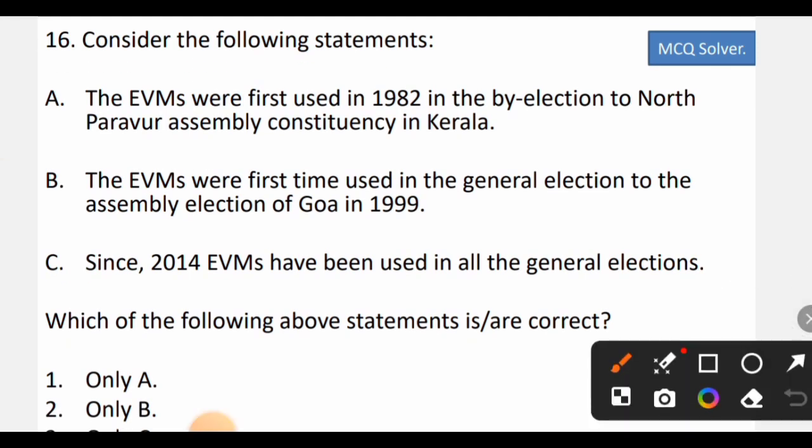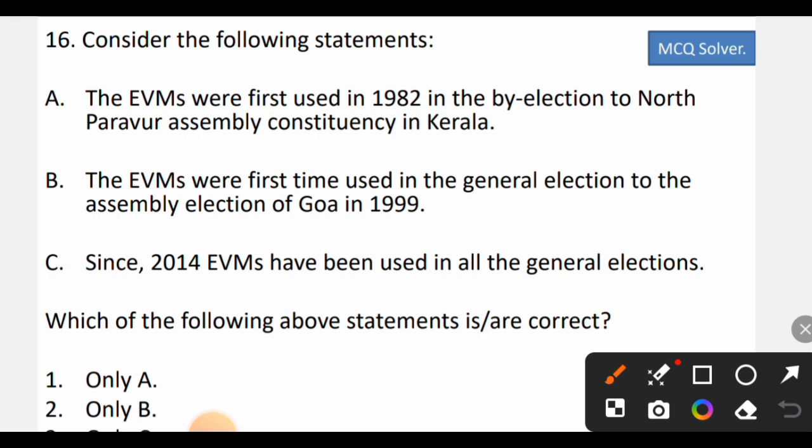Statement A, the EVMs were first used in 1982 in the Kerala by-elections. Statement B, the EVMs were first time used in the general elections to the Assembly of Goa in 1999. Statement C, since 2014, EVMs have been used in all the general elections.